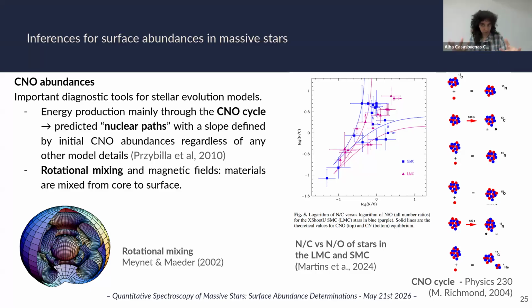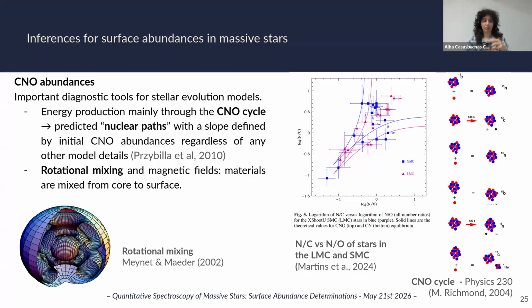The energy production in massive stars is mainly done through the CNO cycle, and therefore we can predict the nuclear paths that the stars follow, with a slope that is defined by the initial CNO abundances, regardless of any other model details. Here I include an example, in this case from Martins 2024, which shows the nuclear paths of nitrogen over carbon and nitrogen over oxygen of the Small Magellanic Cloud and the Large Magellanic Cloud, the theoretical predicted lines, with also the observed abundances that were derived for these stars.